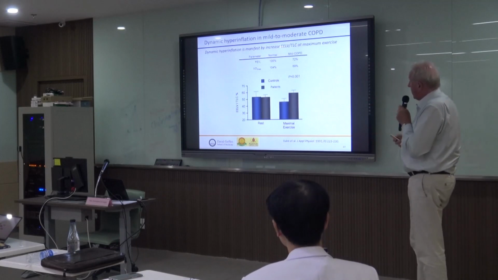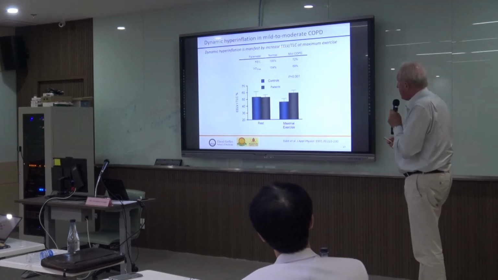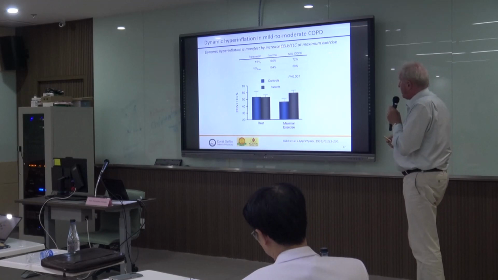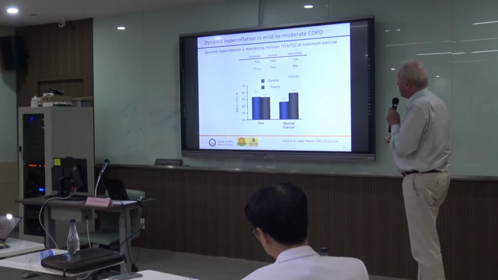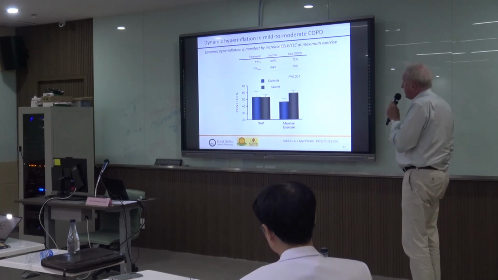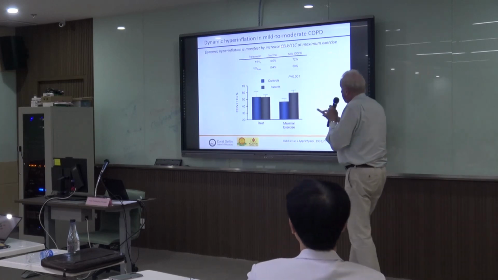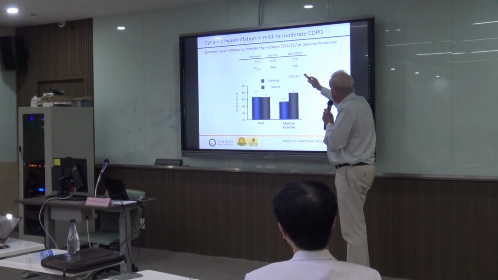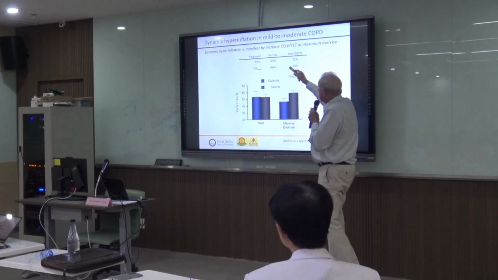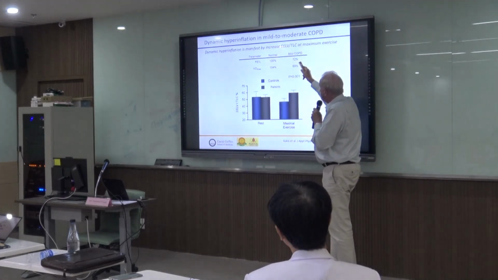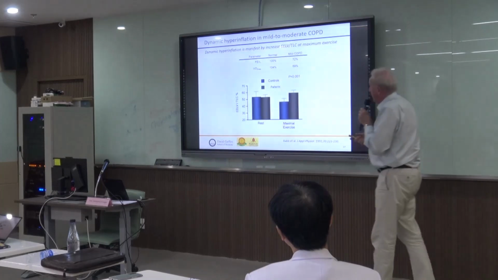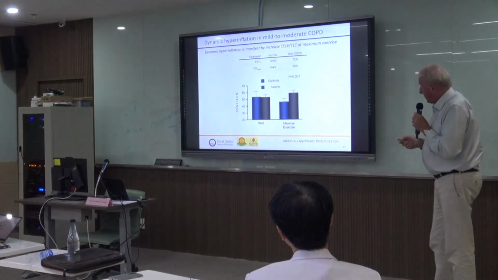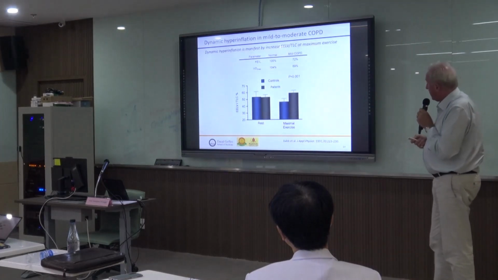And we know, again, dynamic hyperinflation manifests by an increase in FRC over TLC at maximum exercise, and it happens even in patients with mild to moderate COPD. In this series by Tony Babb, patients with mild COPD who had reduced VO2 max, 69% predicted, had evidence of dynamic hyperinflation during exercise.